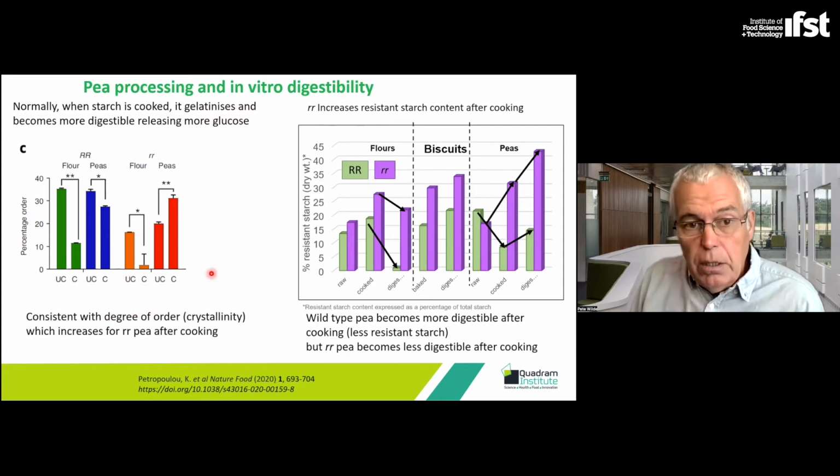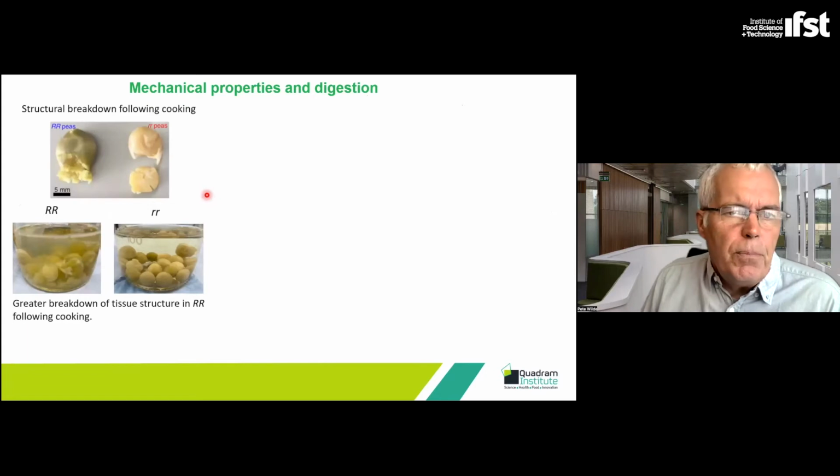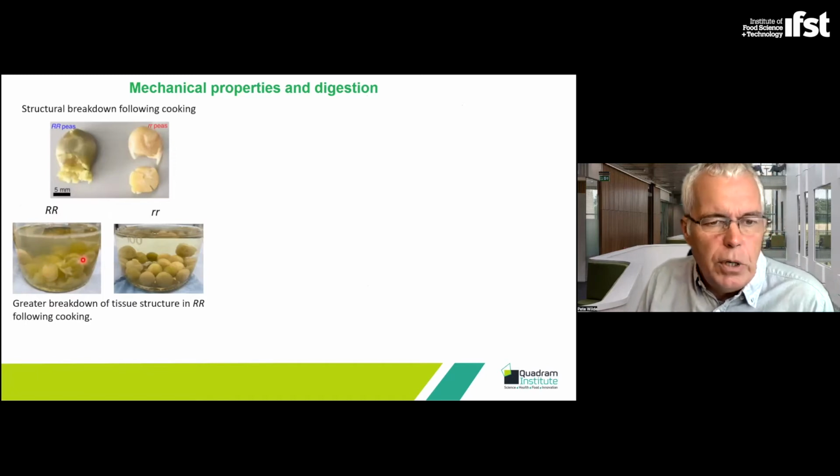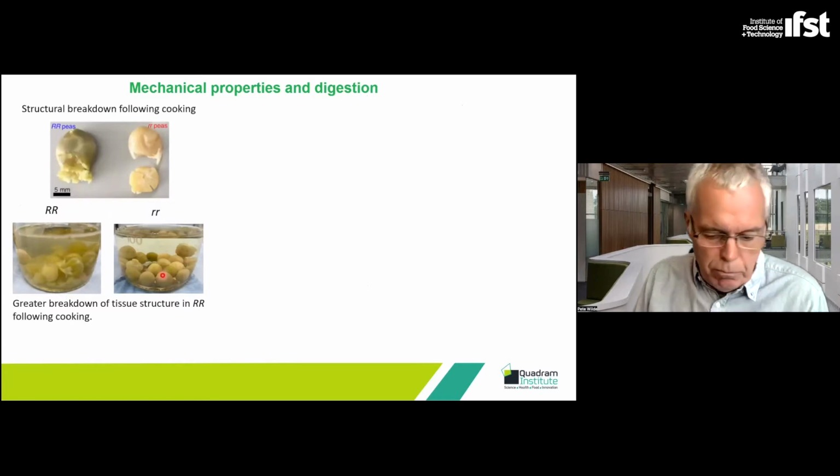And then looking at the larger structure, we found that we get a greater breakdown of the tissue structure in the wild type pea during and following cooking. You can see a lot of breakdown here, a lot of cloudiness in the cooking water, where nutrients have been released, compared to the little r pea, where they all seem to be pretty intact.